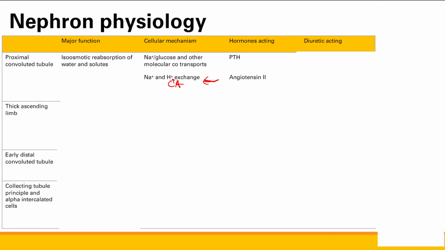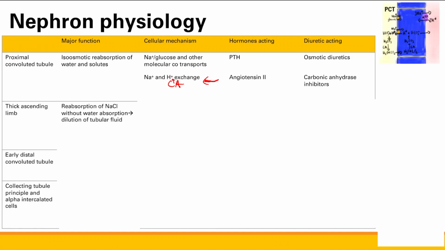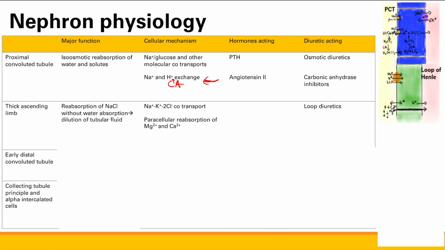Now we go to the thick ascending limb. What is the major function of the thick ascending limb? Remember this reabsorption of sodium without water absorption because it's impermeable to water, and this leads to a dilution of the tubular fluid. Okay. The mechanism for this was through a sodium-potassium-chloride cotransport. And remember, we also had that paracellular reabsorption of magnesium and calcium. And remember, what was the diuretic that acts here? We're at the loop of Henle, so it's the loop diuretic. Okay, no hormones acting here.